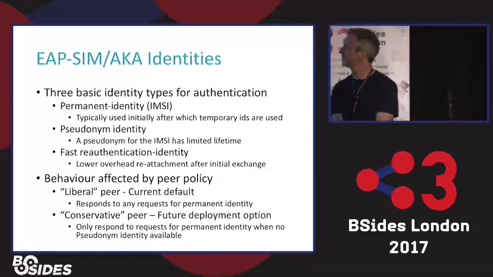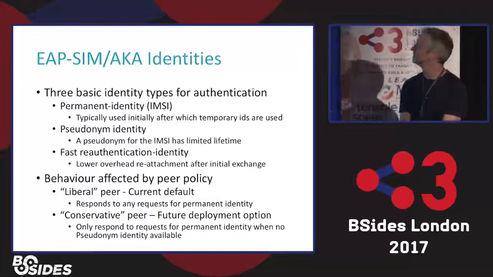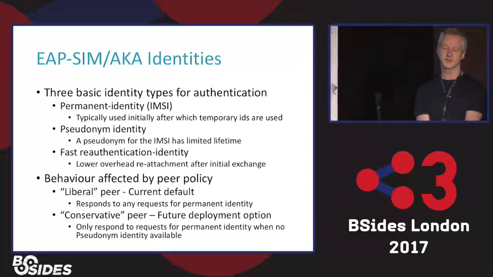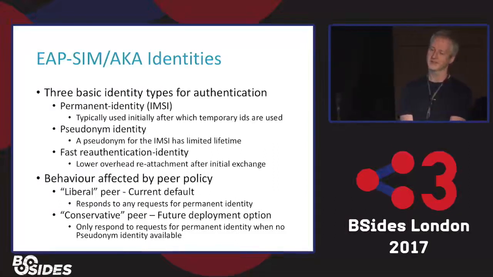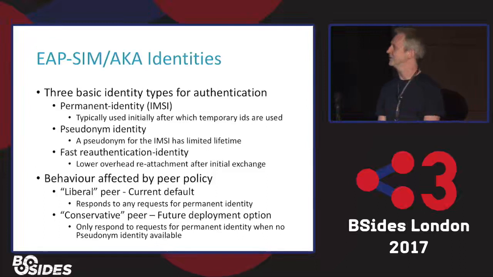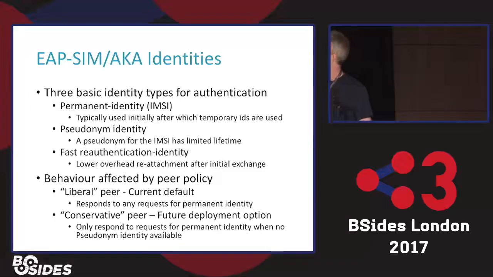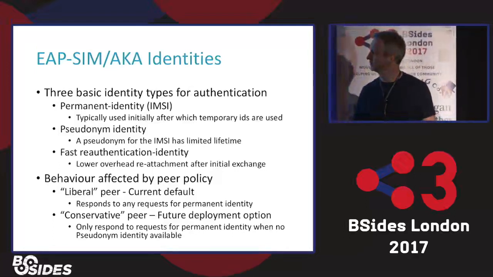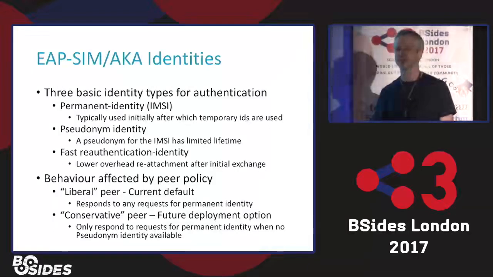So let's dig into the actual protocols themselves. What's going on? You have three basic identity types for this protocol. You've got the permanent identity, which is the one we're interested in, the IMSI. This is used initially when the phone connects, after which a temporary ID is used, the fast reauthentication identity, which provides a lower overhead for reattachment after the initial exchange. And then there's a third identity called the pseudonym identity, which can be a pseudonym for the IMSI and has a limited lifespan. So when you send it over the wire, you're not sending the real IMSI.